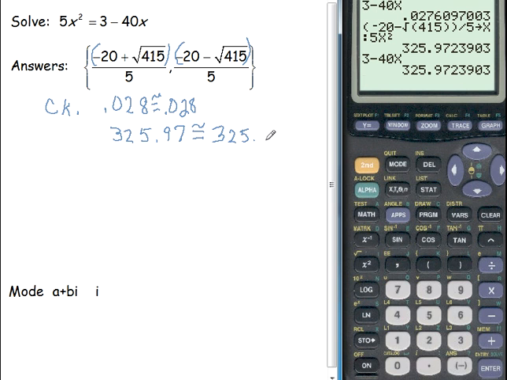And this problem did not involve complex numbers at all.